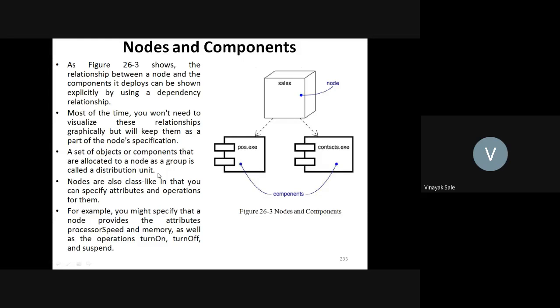A set of objects or components that are allocated to a node as a group is called a distribution unit. Nodes are also class-like in that you can specify attributes and operations for them. For example, you might specify that a node provides the attributes processor speed and memory, as well as the operations turn on, turn off and suspend.